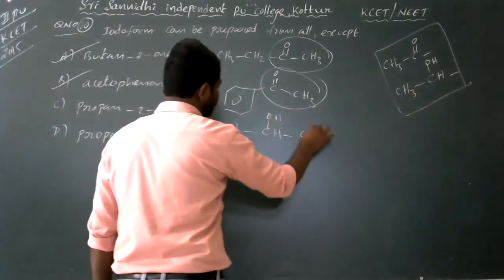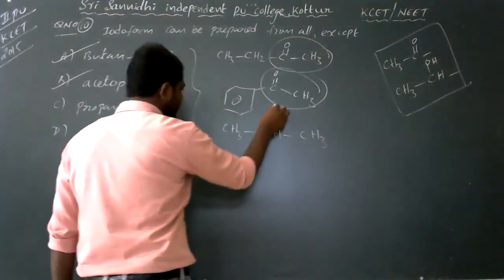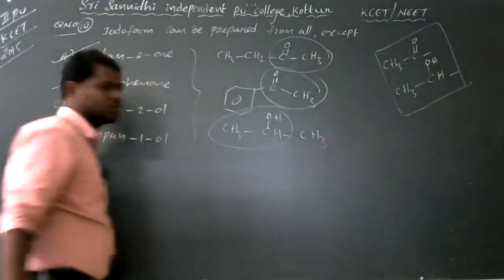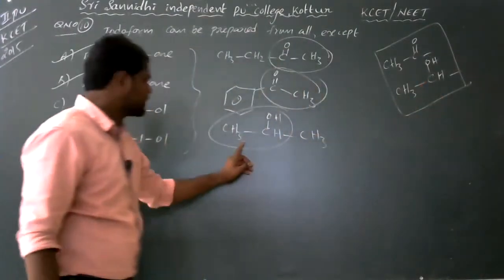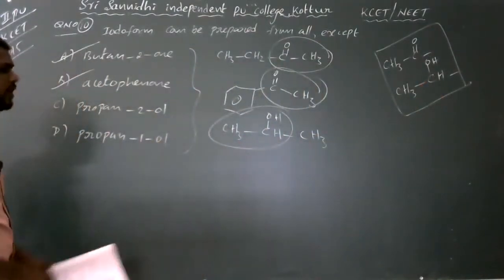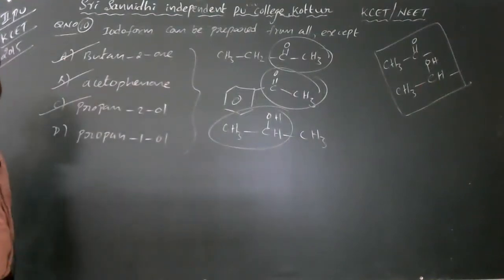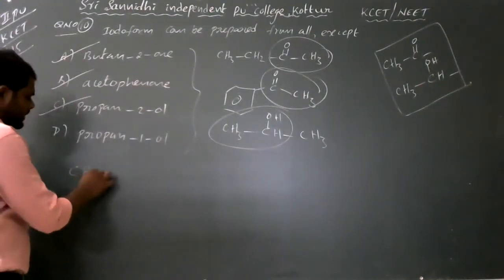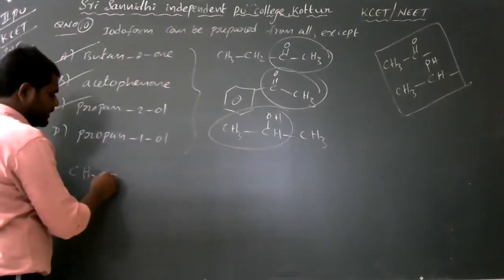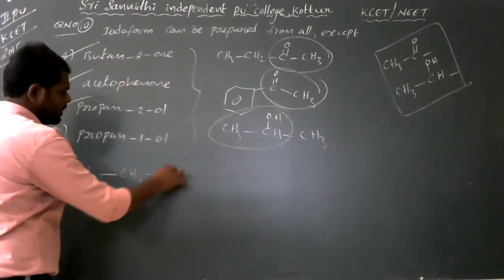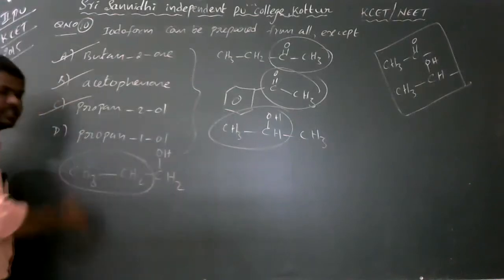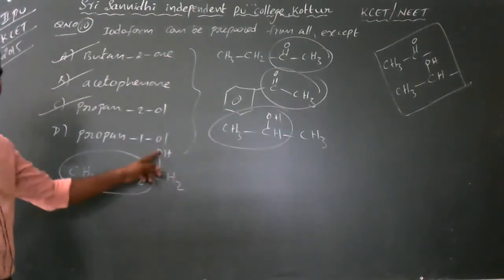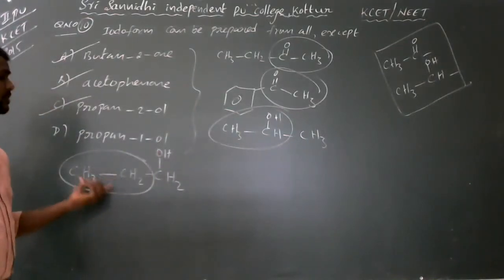Propan-2-ol has the CH3CHOH group, and in the third option iodoform is also formed. But you have to take propan-1-ol, CH3CH2CH2OH, in which there is no CH3 group attached to the CHOH; it is attached to an ethyl group.